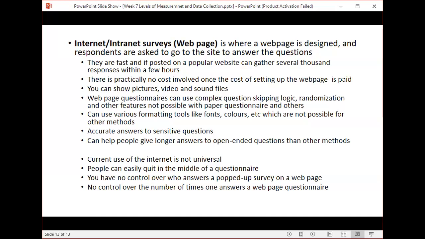All right. Any questions on the levels of measurement and the ways we gather information through the questionnaire? All right. I believe it's a straightforward thing.